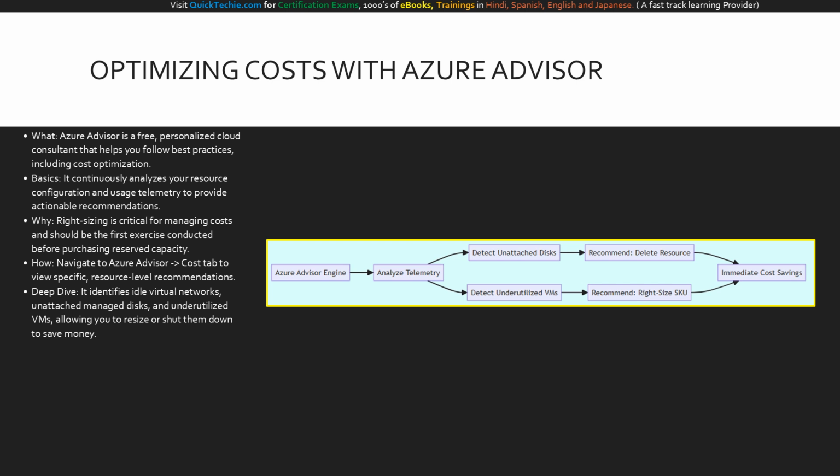It constantly ingests and analyzes your resource telemetry in the background. When it detects an unattached disk, it recommends deletion. When it detects a VM running at 5% CPU for a week, it recommends right-sizing to a smaller SKU. Both of these automated insights lead directly to immediate, measurable cost savings.